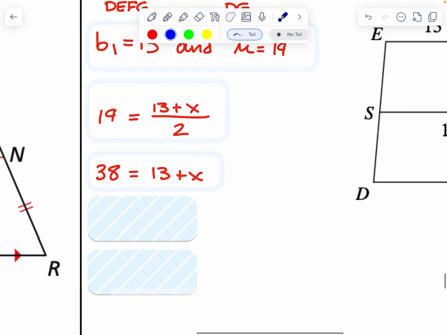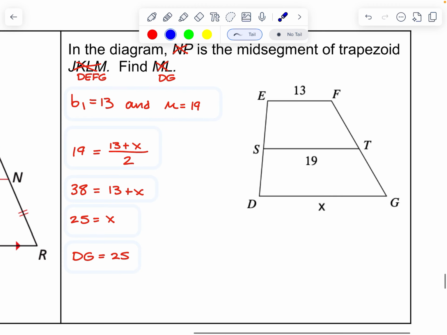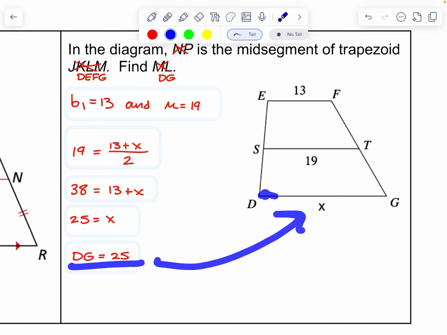19 times 2 is 38. Subtract the 13. X is equal to 25. So my base 2 is 25. I had the mid-segment. I had one of my bases. I can work to find the next base.